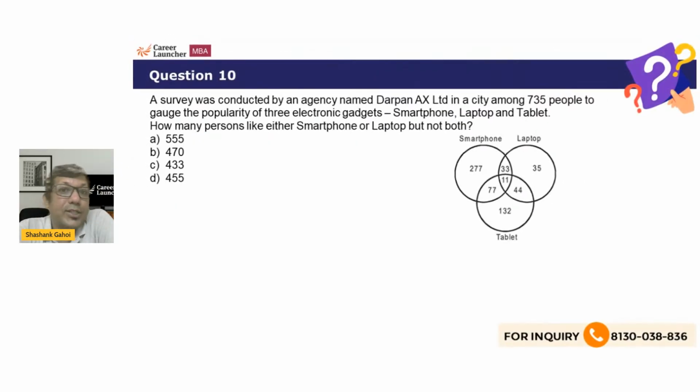Now, let's look at this one. A survey was conducted by an agency named Darpan AX Limited in a city among 735 people to gauge the popularity of three electronic gadgets: smartphone, laptop, and tablet. How many people like either smartphone or laptop, but not both? Okay. So we are talking about either smartphone or laptop, but not both.